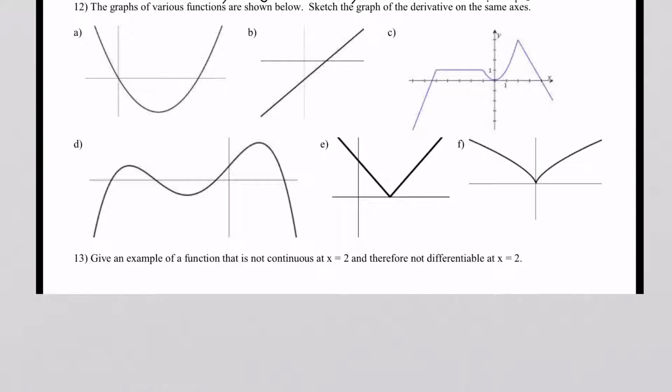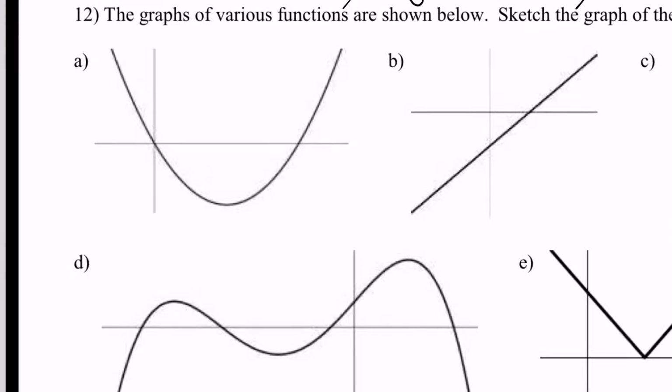Okay, number 12, various functions are shown. Sketch the graph of the derivative on the same axes. So key idea to use, this looks like a parabola. Look at the max or minimum value. Little relative max and mins will tell you that the derivative is 0. So I know that my derivative is 0 there.